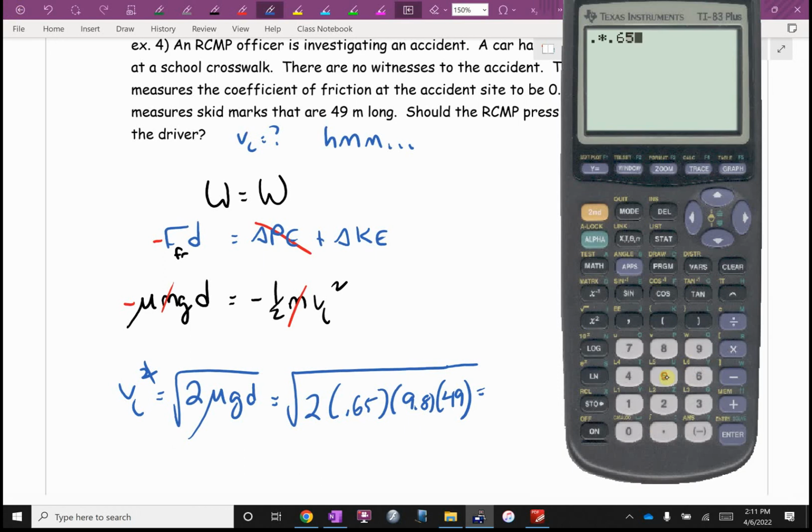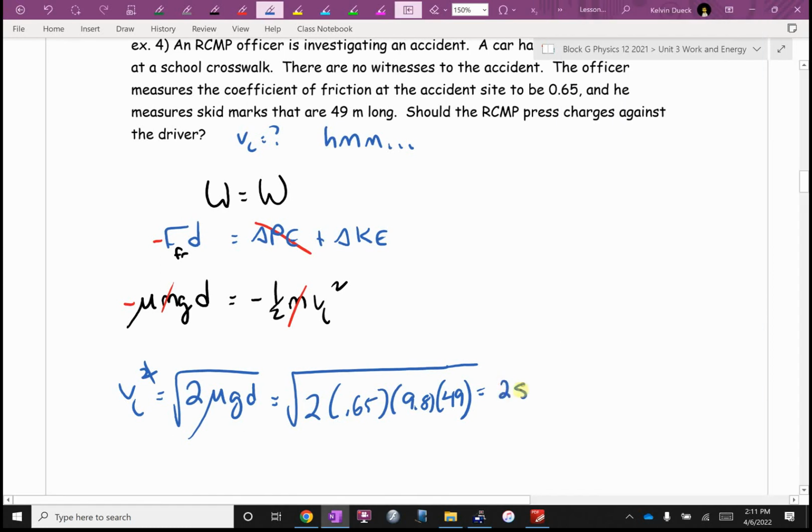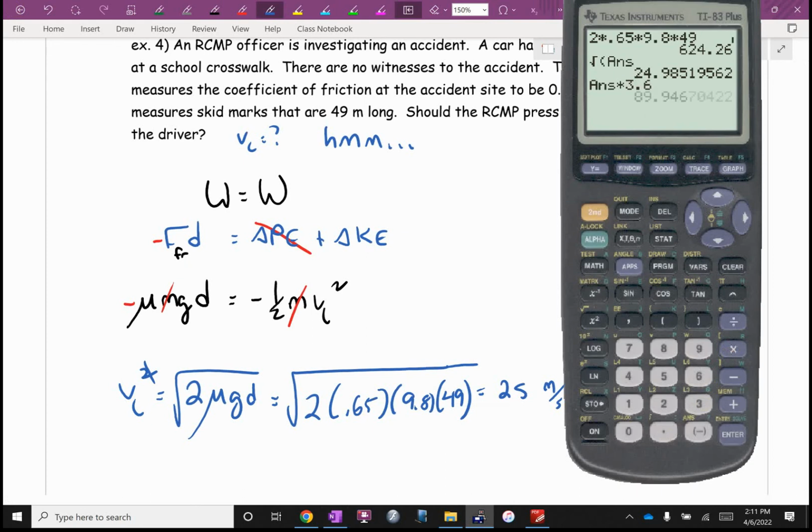Two times 0.65 times 9.8 times 49. Two mu G D, square root. And I get 24.25 meters per second. Times that by 3.6, and I get 90.